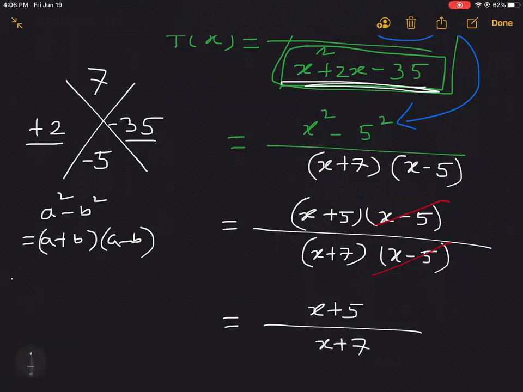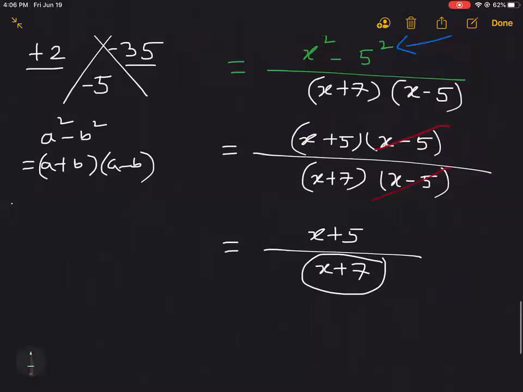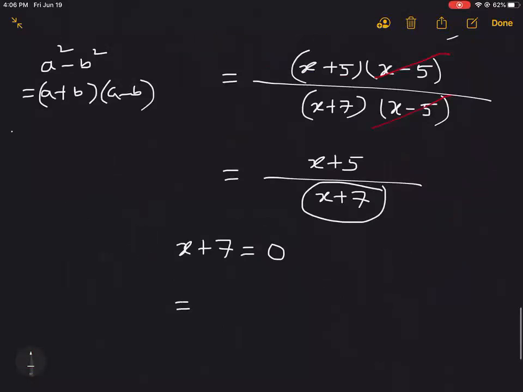As I said, we want to set our denominator to 0 and find the value of x. So x plus 7 equals 0. X will be -7. That means for x equals -7, we'll have a vertical asymptote. As simple as that. You need to set your denominator to 0 and solve it for x. Whatever you get in return is your vertical asymptote.